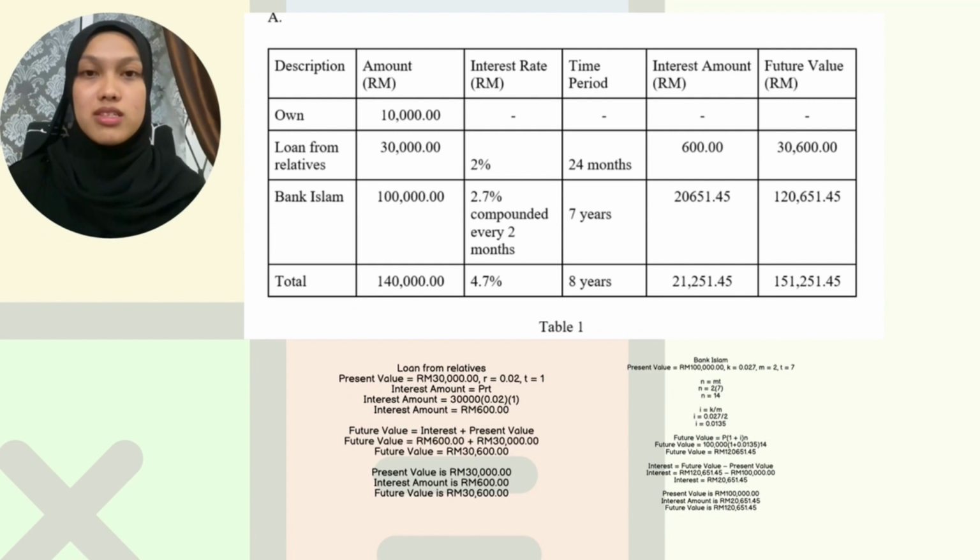My name is Aisha Shafika Binti Muhammad Azri. My matric number is A22B0079.